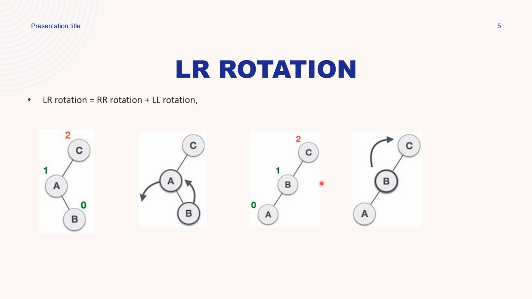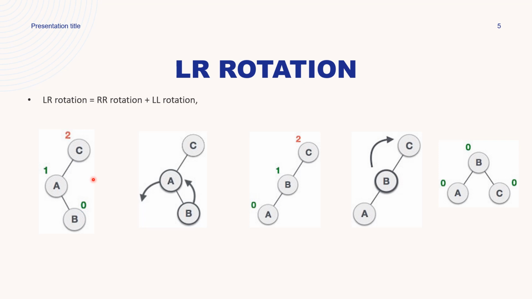Now we perform the LL clockwise rotation on the full tree, on the node C. Node C has now become the right subtree of the node B, and A is the left subtree of B. So here we are getting our balanced tree.